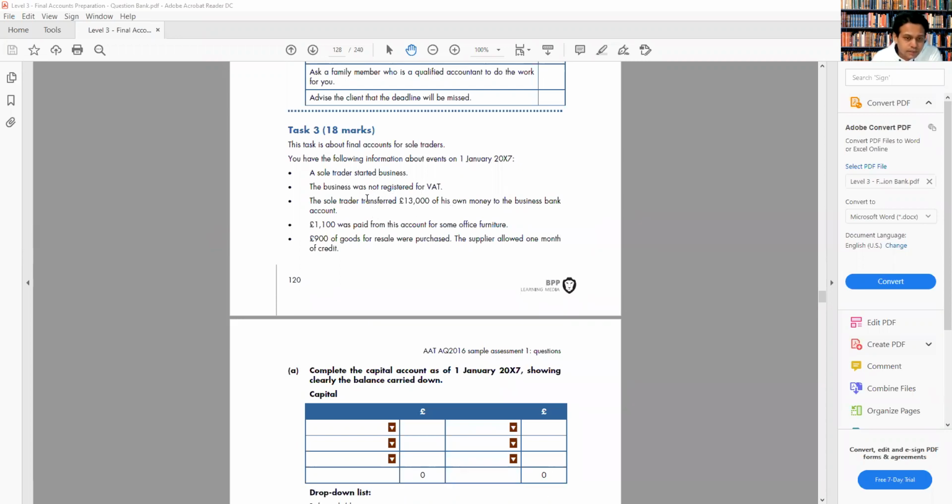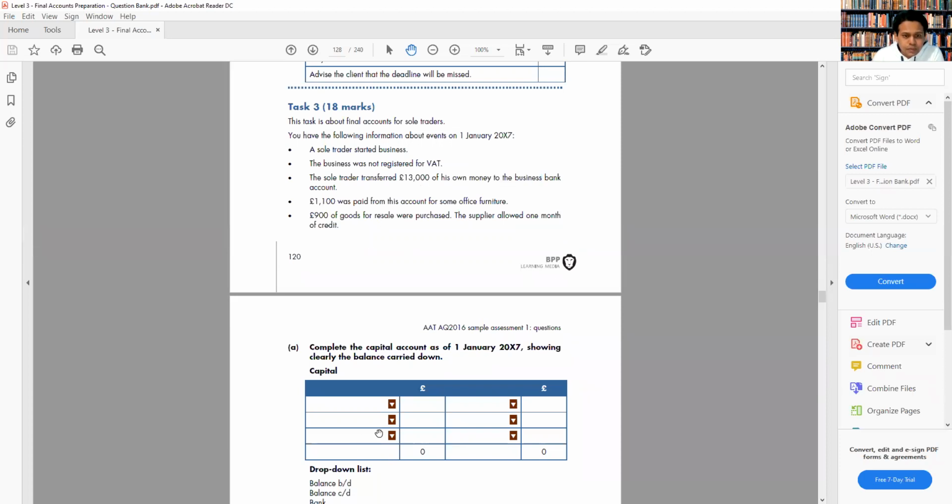So if a person transfers his own money to the business, or anything, not only money, even this pen, if I give it to my business, that will be added to my capital. So if the owner of the business gives any of his personal assets to the business, that will be part of capital. So 13,000 is the capital.